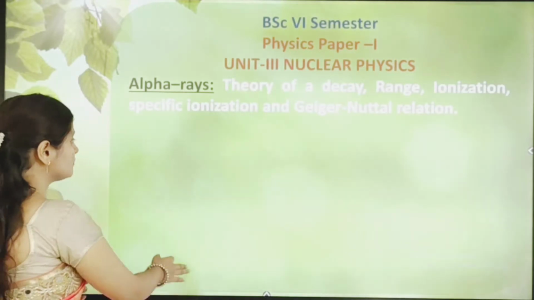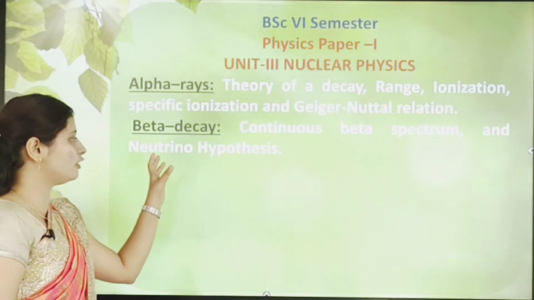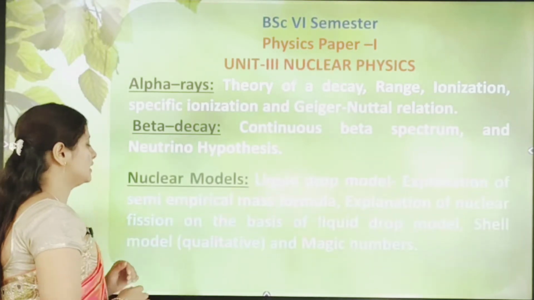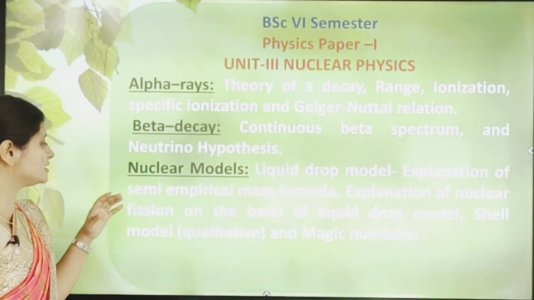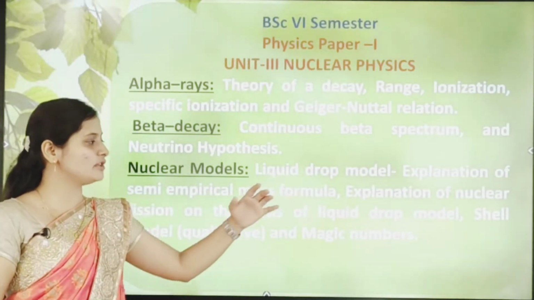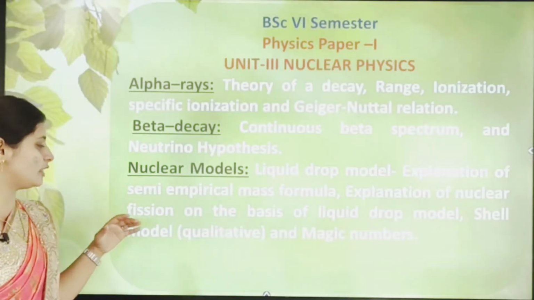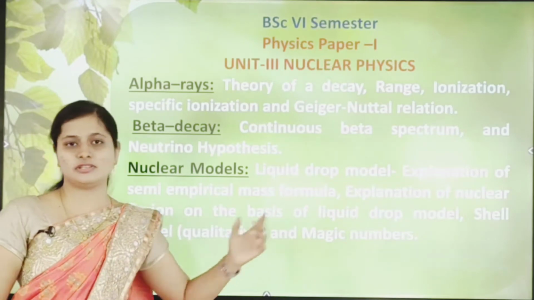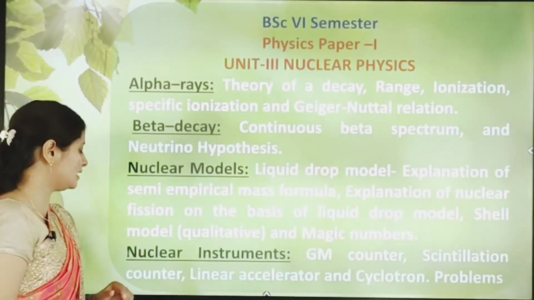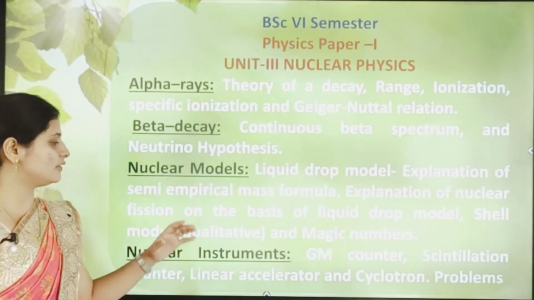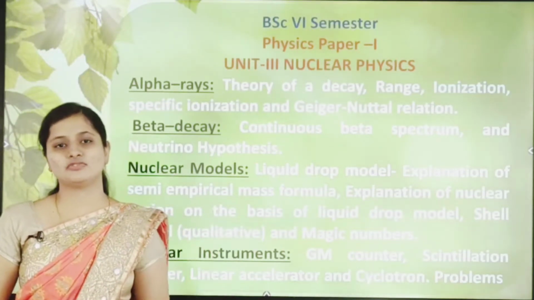And next, beta decay. In beta decay: continuous beta spectrum and the neutrino hypothesis. Next, nuclear models. In nuclear models: liquid drop model, explanation of the semi-empirical mass formula, and explanation of nuclear fission on the basis of the liquid drop model. Next, the shell model, qualitative, and the last one is the magic number. And the last unit topic is nuclear instruments: GM counter, scintillation counter, linear accelerator and the cyclotron, and the last one is problems.